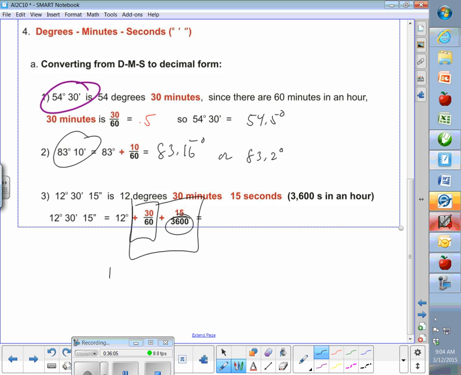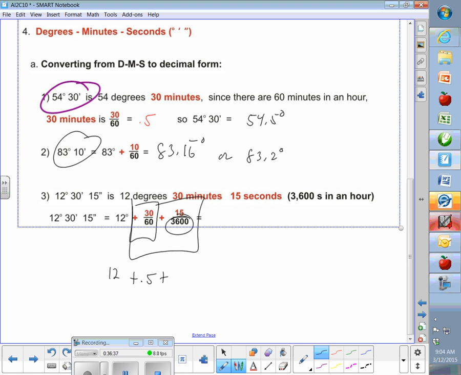So here's what we got. 12 plus 30 divided by 60 is easily 0.5, right? Plus, and I usually do this part solely in my calculator. So take your calculator, do 30 divided by 60 to get the 0.5, and hit equals. Everybody got 0.5? Now do plus, and then do 15 divided by 3,600. And hit equals. There's the decimal.